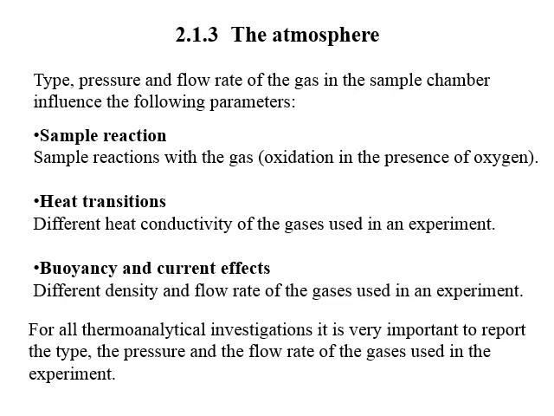As the note on the bottom of this slide says, for all thermoanalytical investigations, it's important to report the type, pressure, and flow rate of the gases used in the experiment. So what that means is any technical report that I would do in my lab for TGA, I would have a parameters table where I basically say, gas used, air, pressure, or flow rate. You really wouldn't have both. You might have a flow rate of X number of milliliters per minute or something like that.